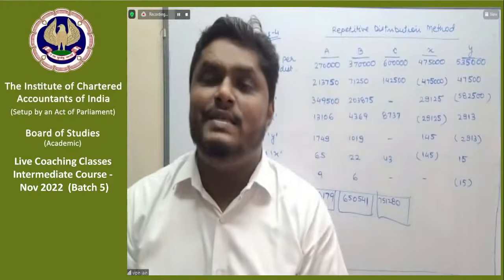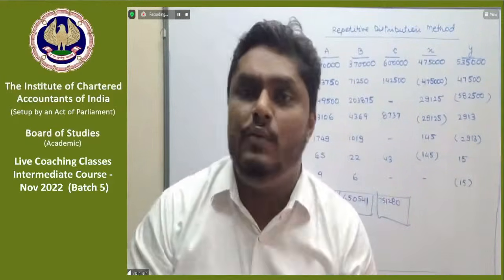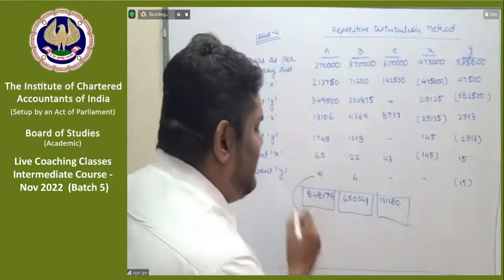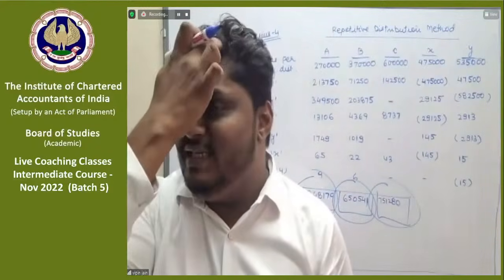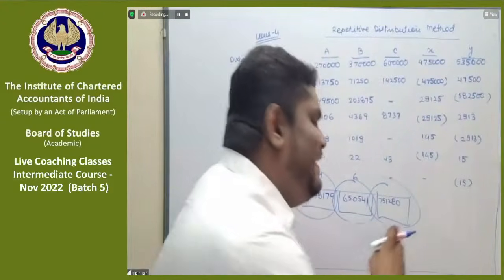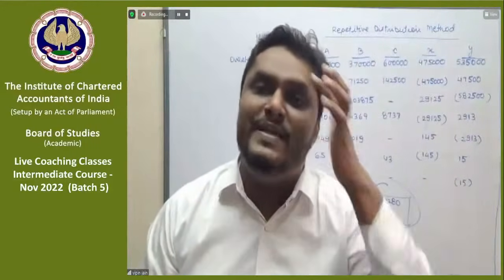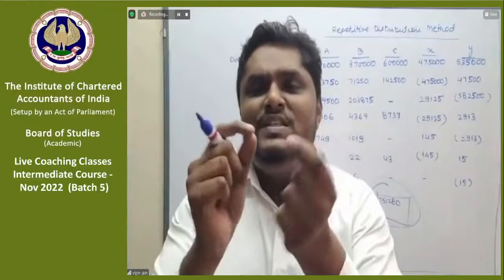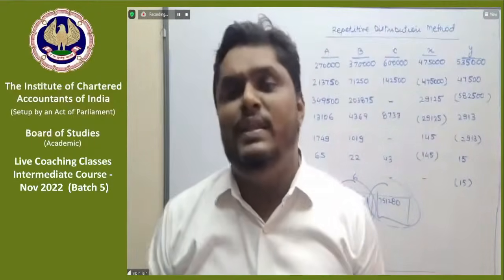One more point, guys. In reciprocal approach, there are three methods, that is simultaneous equation method, repetitive distribution method, and trial and error method. In all these methods, the final answer will be the same. The final overheads of the production department will be the same in all the cases. There may be some difference because of the rounding off and all, but rest all, the answers will be the same with all three methods.